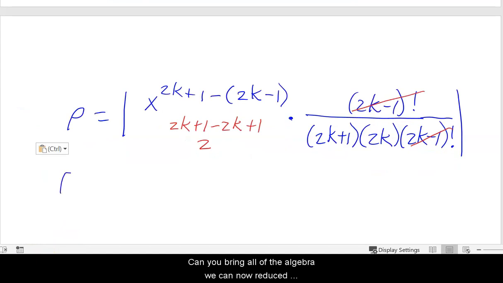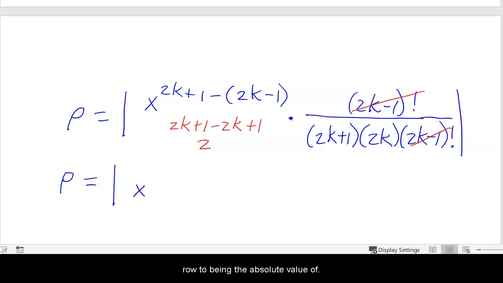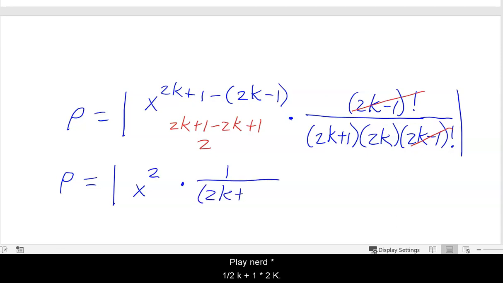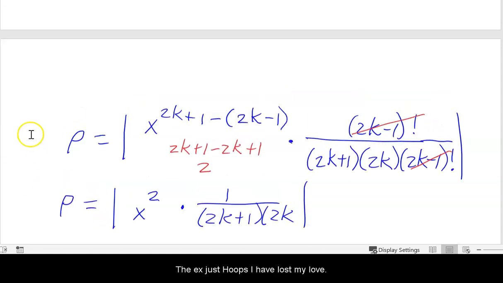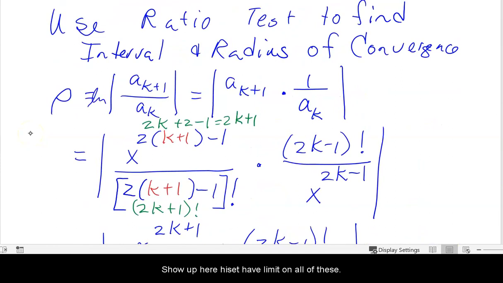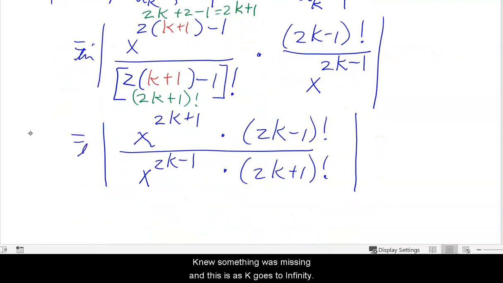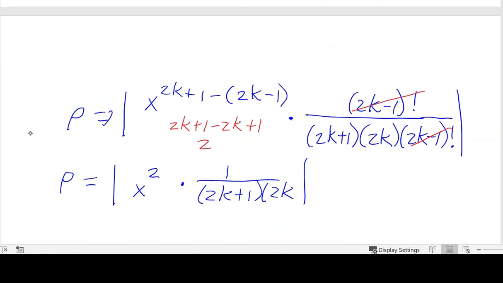Continuing on with the algebra, we can now reduce rho to being the absolute value of x squared times 1 over 2k plus 1 times 2k. Oops, I have lost my limits. So up here, I should have the limit on all of these. My bad. I knew something was missing, and this is as k goes to infinity. Oops, not x, k is going to infinity.